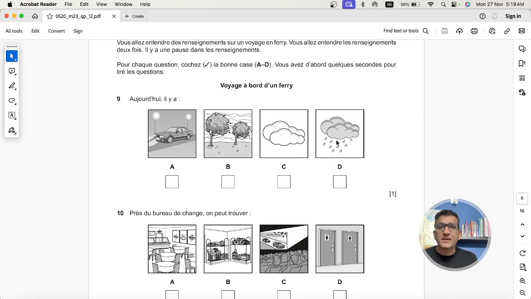Aujourd'hui, see, it says aujourd'hui. So it means now the answer is going to come. Now listen carefully, I'll continue.